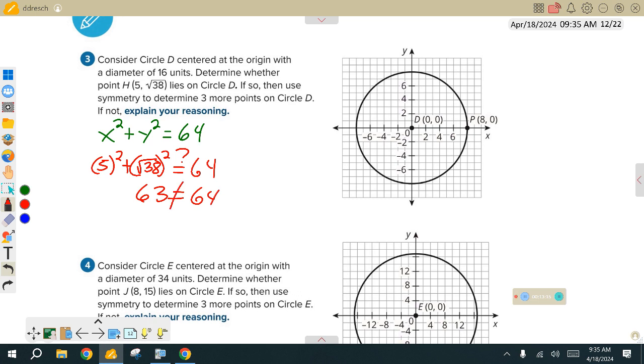No. So we're going to say then it is not on the circle. So go through and just tell me a little bit more, yes or no. If you just say nothing there, I don't know, and then give me some of your work to back it up. Okay. And that's all I'm looking for.